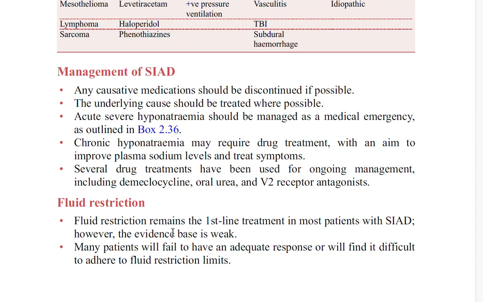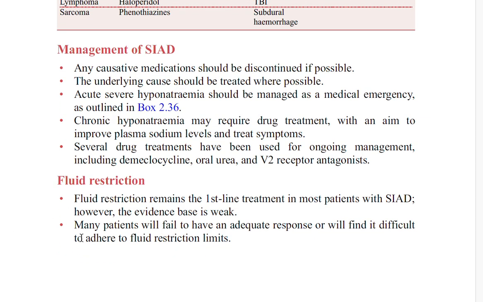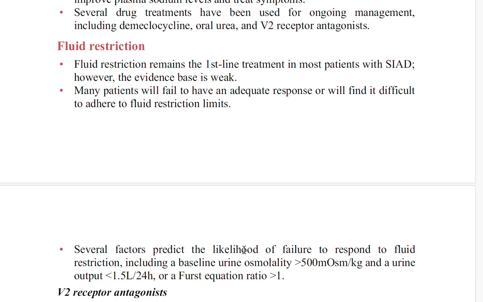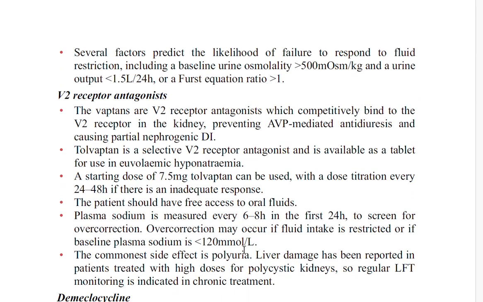Fluid restriction remains the first line treatment in most patients with SIADH. However, the evidence base is weak. Many patients fail to have an adequate response or will find it difficult to adhere to fluid restriction limits. Several factors predict the likelihood of failure to respond to fluid restriction, including a baseline urine osmolarity of more than 500 and a urine output of less than 1.5 liters per 24 hours. So how do we know that the patient is not responding to fluid restriction? If the urine osmolarity is still more than 500, and urine output is less than 1.5 liters per 24 hours. So this is failure of responding to fluid restriction.